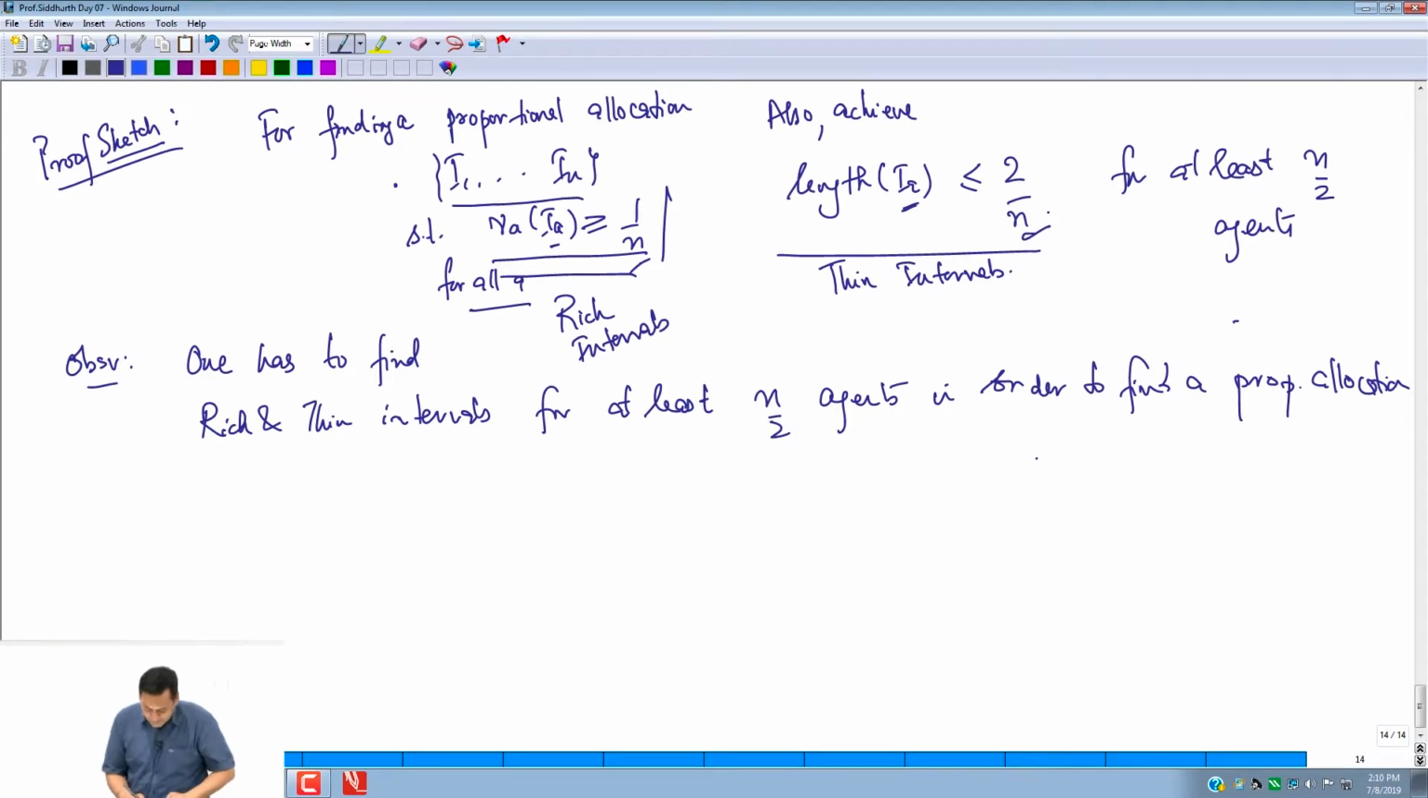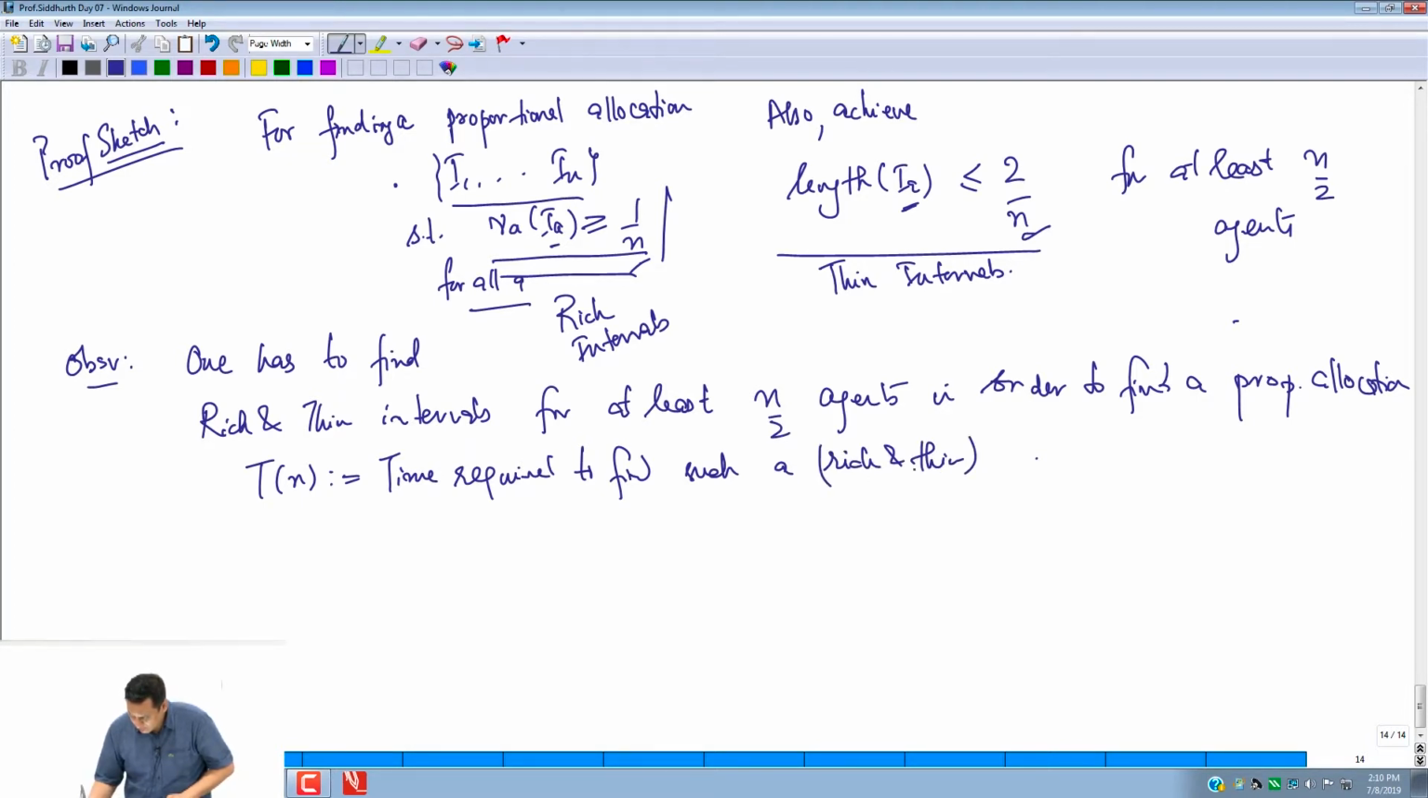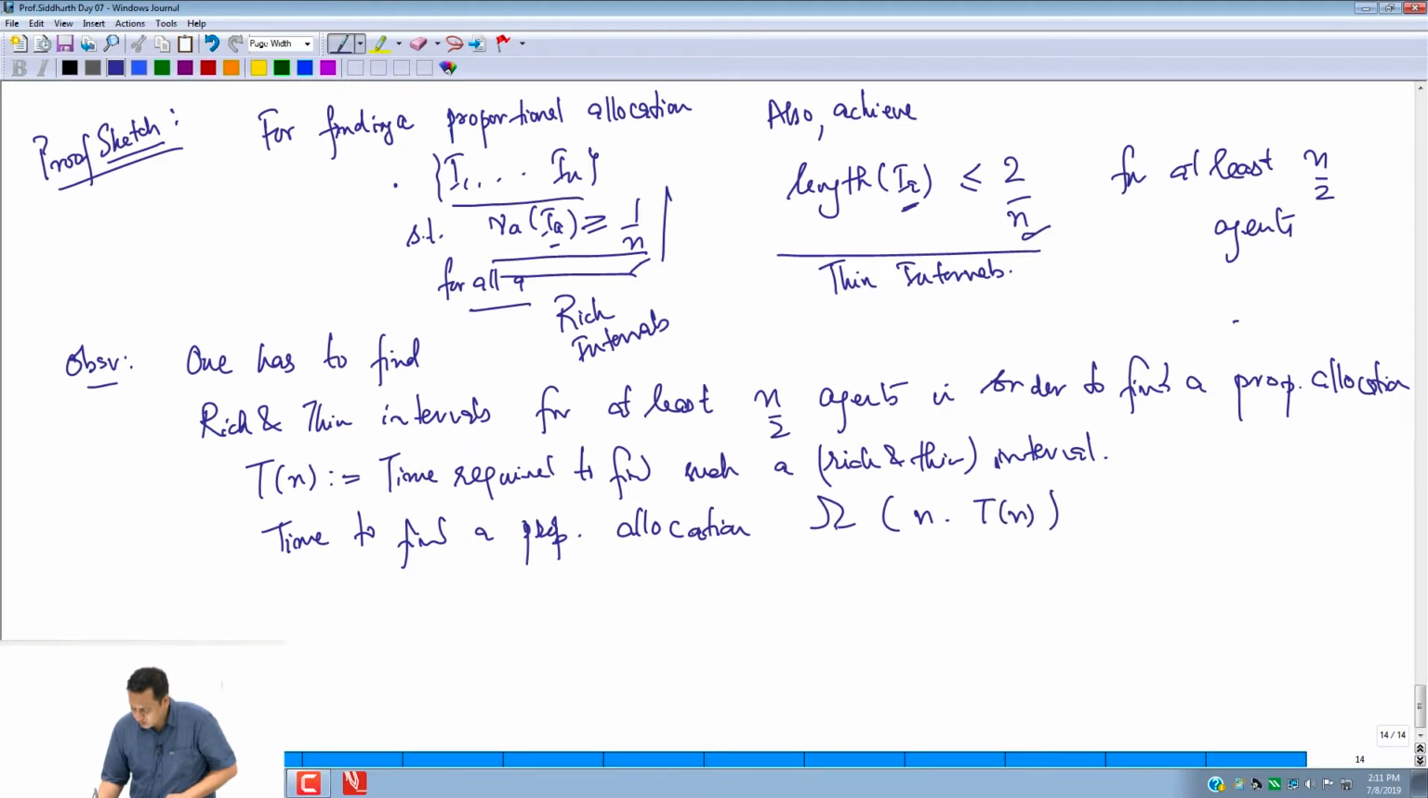And the point is that this implies that if I define Tn to be the time required to find such a rich and thin interval, the time to find a proportional allocation is lower bounded, is at least n times Tn. So this omega is hiding this factor of 1/2, but that's the formal implication.